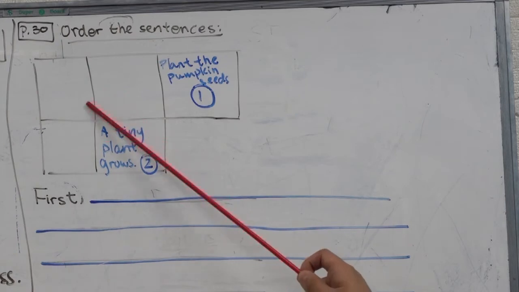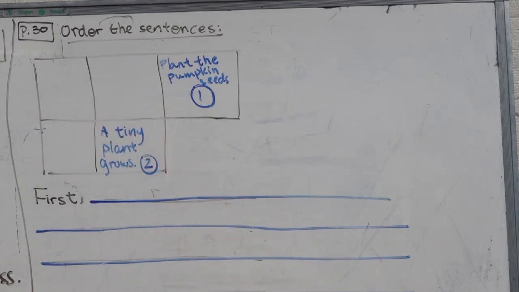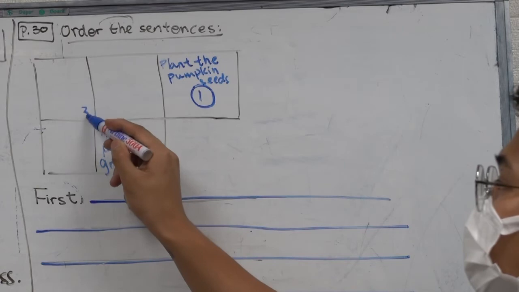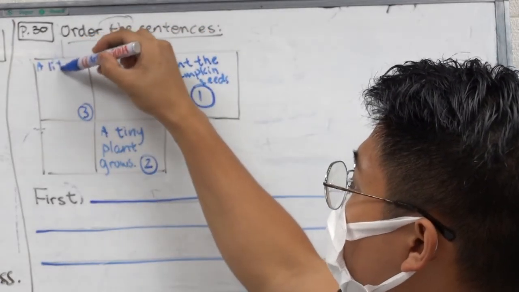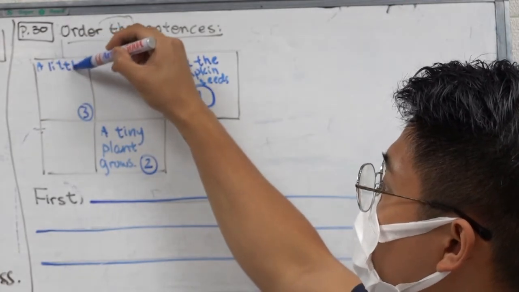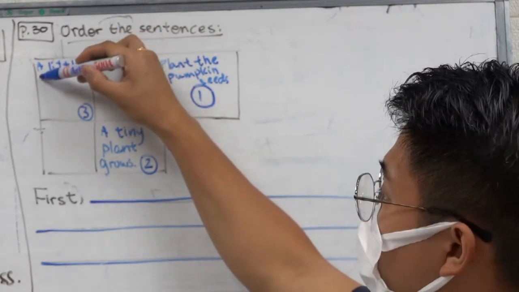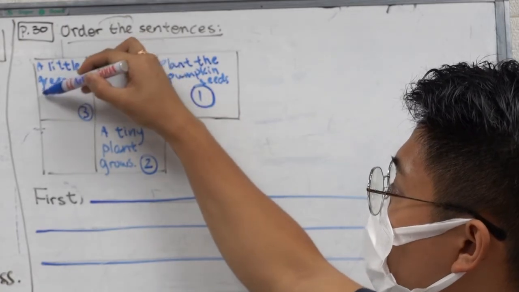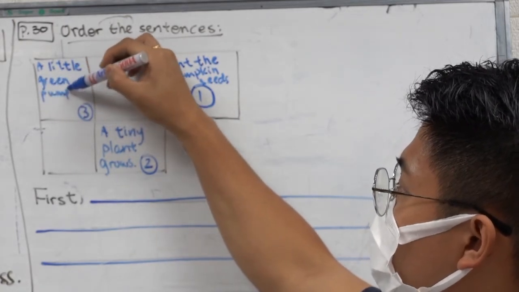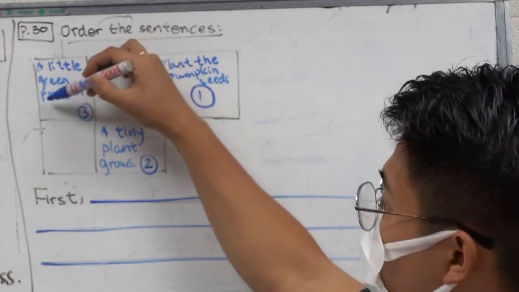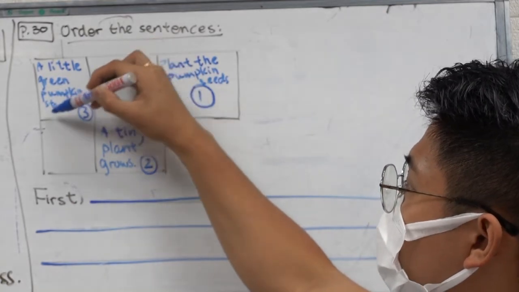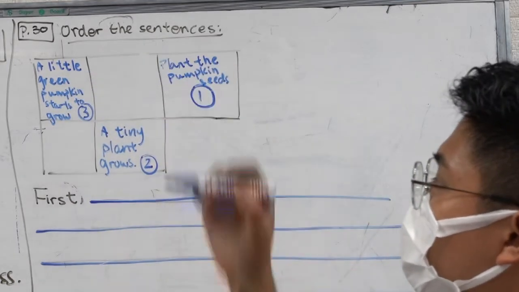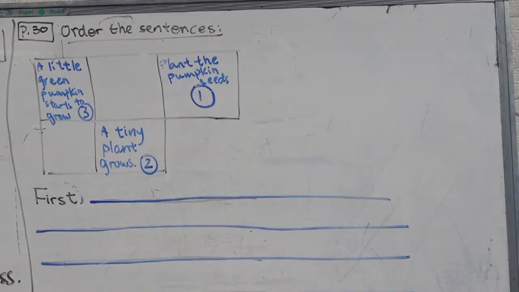That's right, it should be a green pumpkin first, right? So that should be number 3. Number 3 is a tiny or a little, so I'll write it down. A little green pumpkin starts to grow. I'm running out of space. Oh no, I ran out of space. Right, so a little green pumpkin starts to grow.